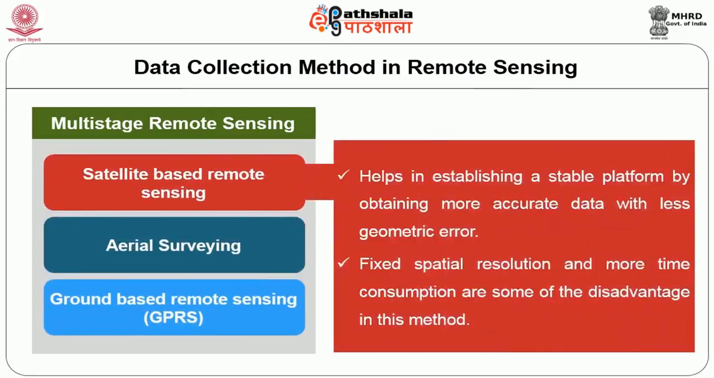Satellite based remote sensing often helps in establishing a stable platform by obtaining more accurate data with less geometric error. Fixed spatial resolutions and more time consumption are some of the disadvantages in this method. With satellite based remote sensing, as the definition says, you are able to obtain data that are so accurate and which do not have any geometrical errors.